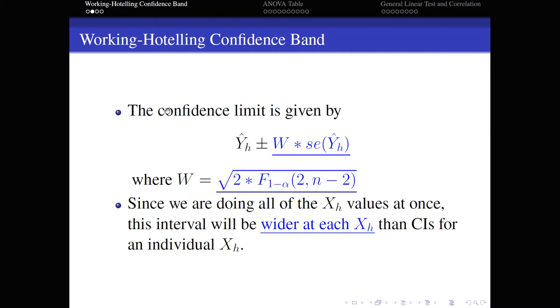So our confidence limits from the Working-Hotelling band are going to be slightly wider than the confidence intervals, and this is to adjust and make sure that we are taking into account the appropriate amount of potential error that happens when we increase the number of tests.